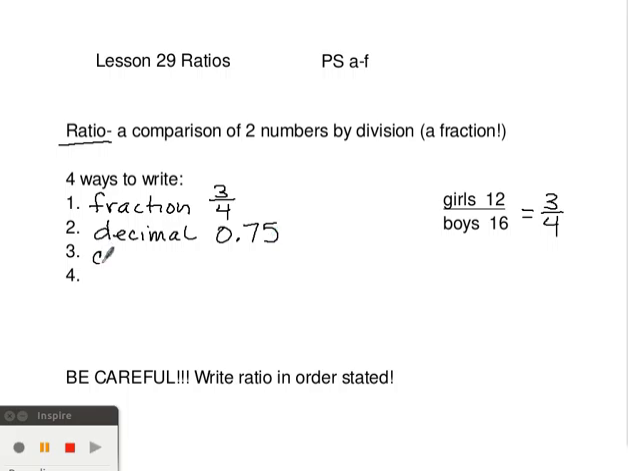You can write a ratio using a colon, so it would be 3:4, or you can write it using the word to, and so it would be 3 to 4. In your book, when you get problems, they will say it is a ratio of 3 to 4. The best way to do it is to write it as a fraction.